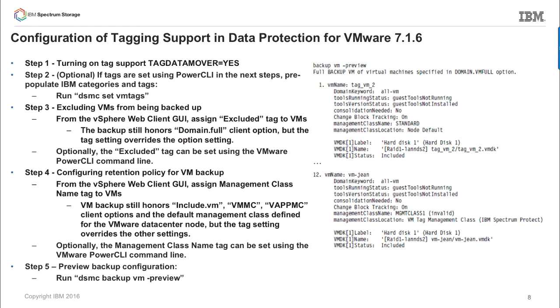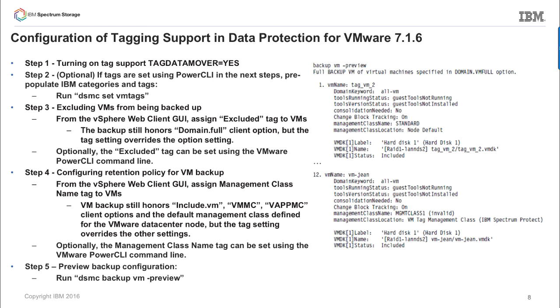This is some information on the specific details of implementing tagging. We have many users of Data Protection for VMware at previous versions who are already running with the inclusion and exclusion controls on the data mover DSM option file, dsm.opt. So our goal is not to interfere with the way they're running.